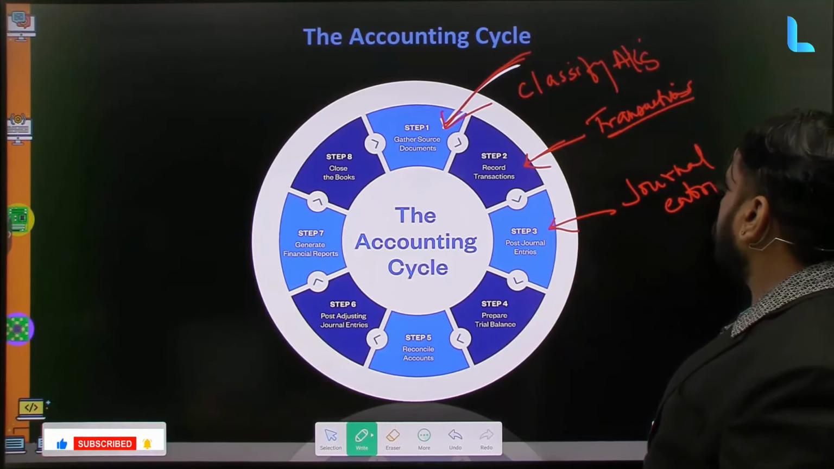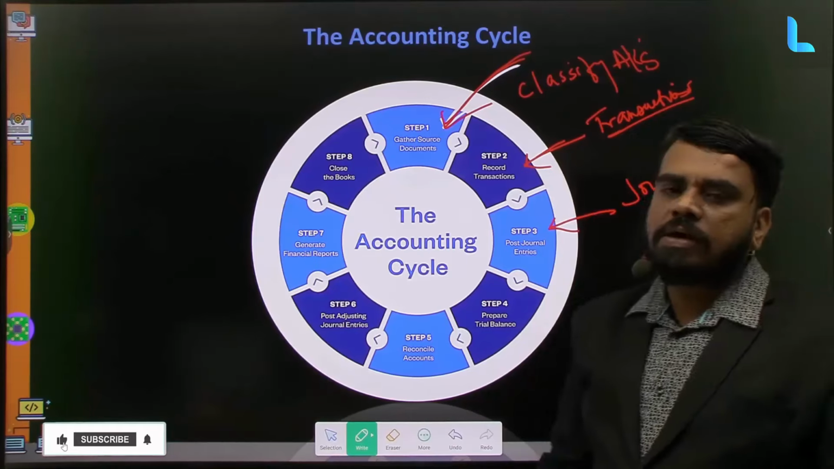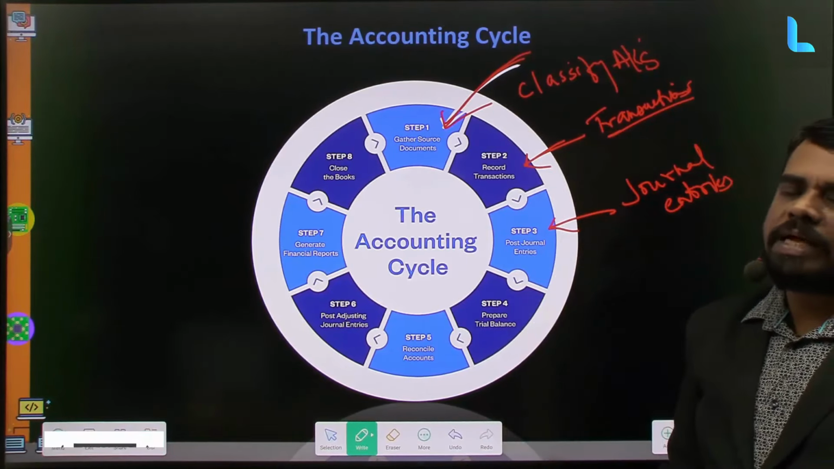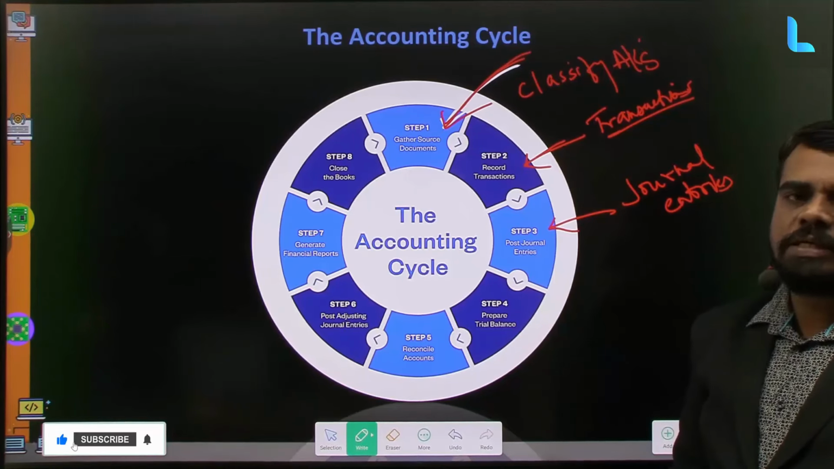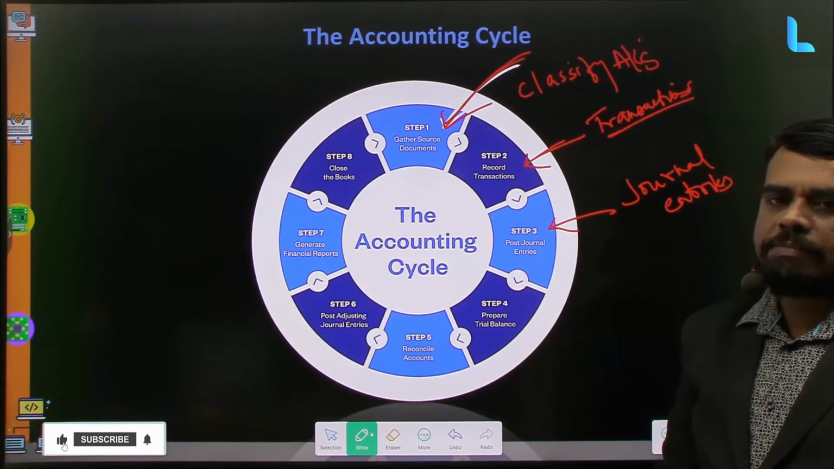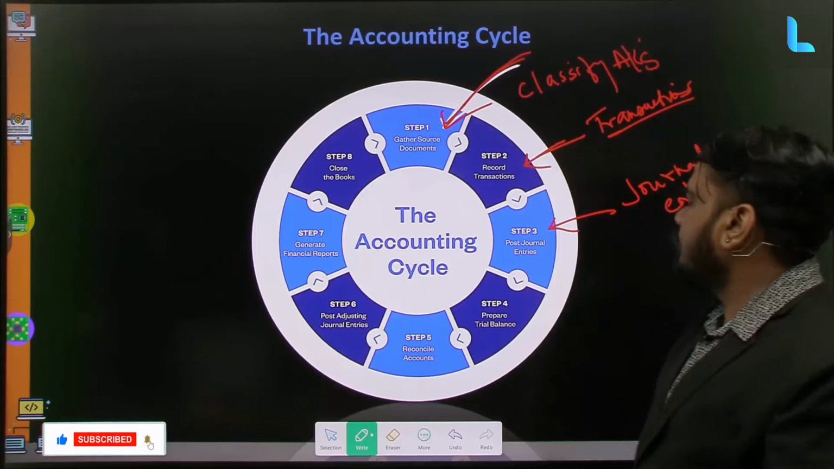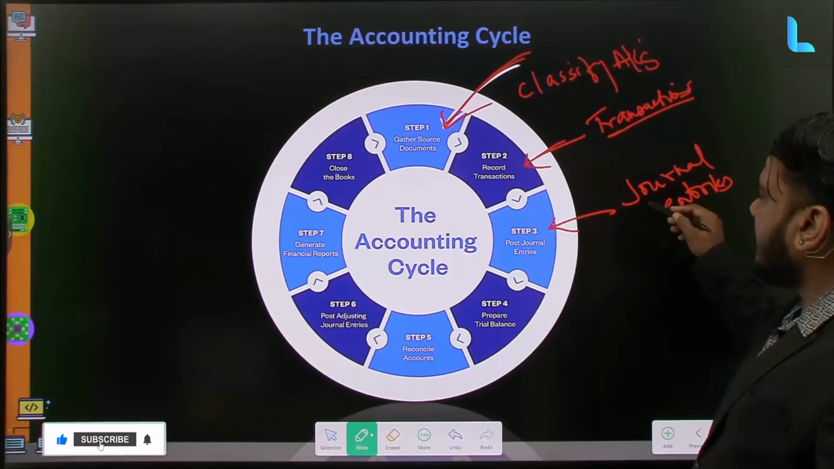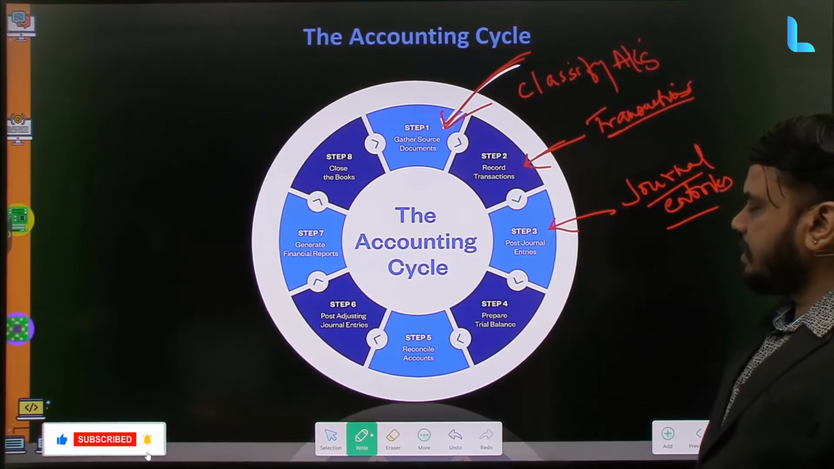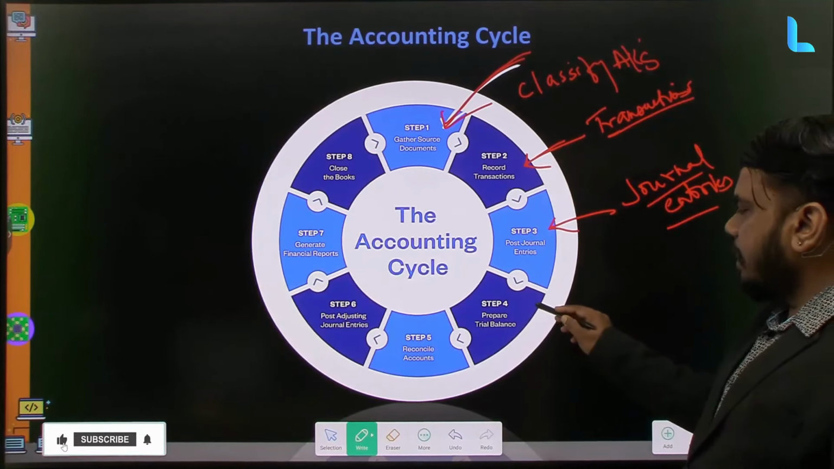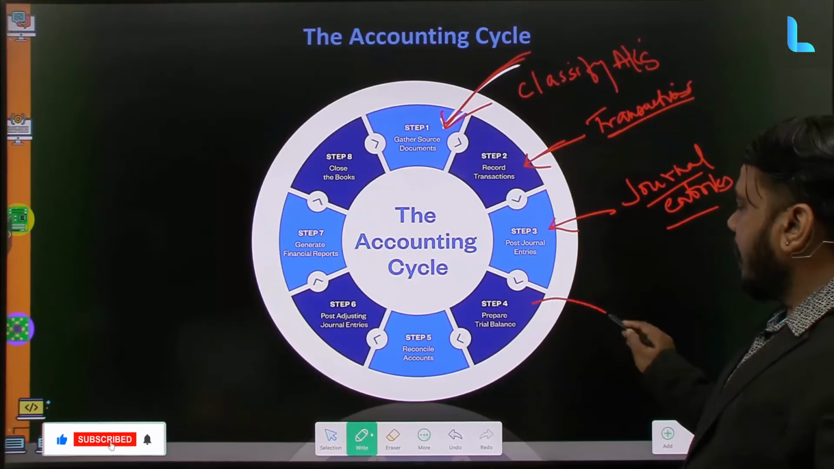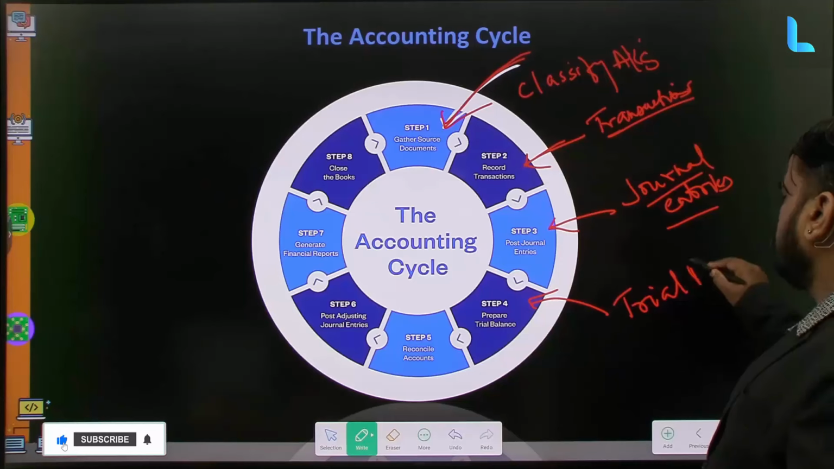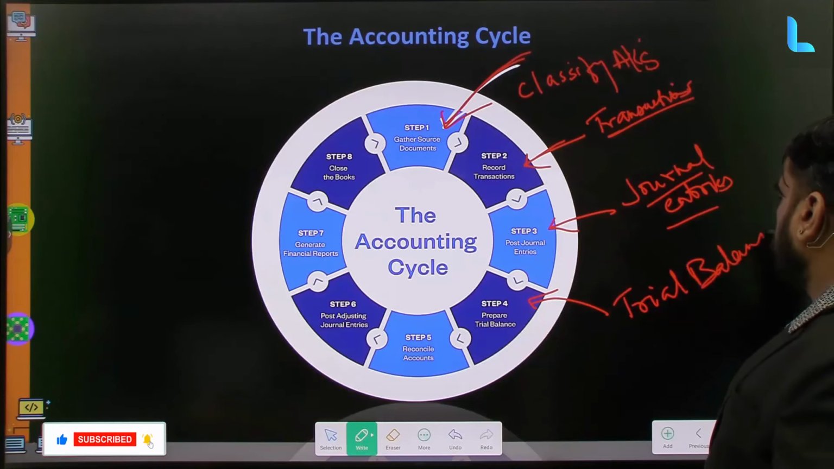See, in the books of accounts, there are three books of accounts. One is called the cash or bank book. The other one is called the journal book. And finally, we have the ledger. Regarding this, I will explain in detail in the coming classes. As of now, you try to understand that once the transactions are recorded, they are posted in the journal entries. And after they are posted, they are summarized and the trial balance is prepared.